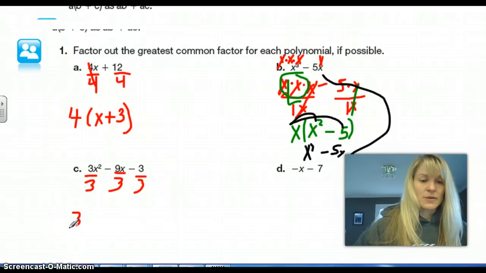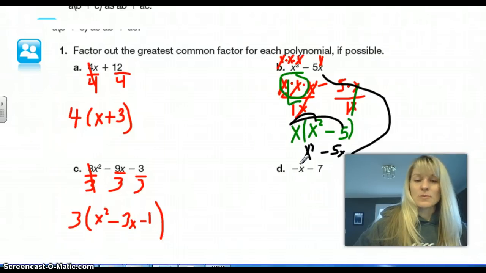So I bring the GCF out front. That crosses out, leaving me x squared. We put our minus in there. 9 divided by 3 is 3, and that has an x there. And then 3 divided by 3 is 1, so we have minus 1.